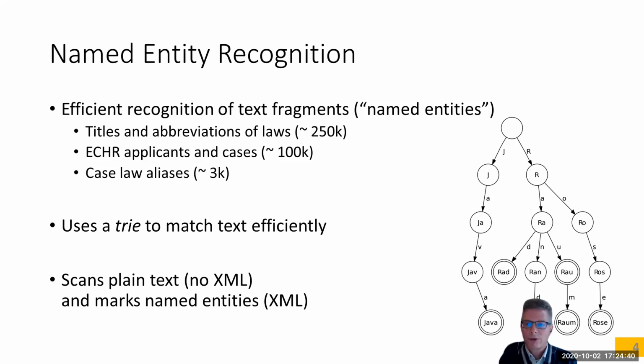We use a structure called a trie to do this efficiently. A trie, the name comes from retrieval and from tree, because in memory it's a tree like the one behind me. And this named entity recognition trie matcher scans plain text. There's no XML it can recognize. And I've done it in such a way that I can mark the named entities as XML elements.